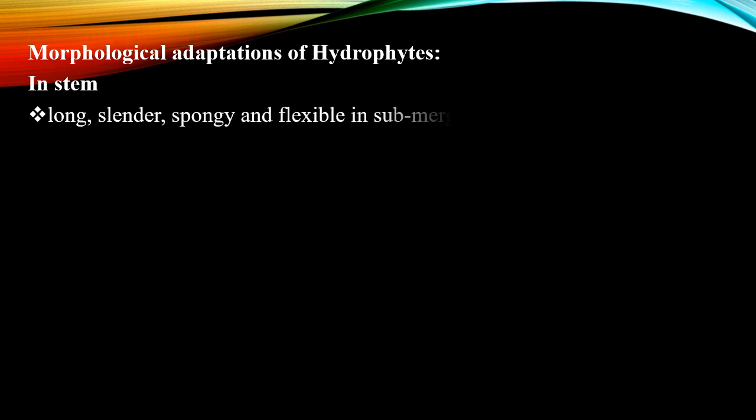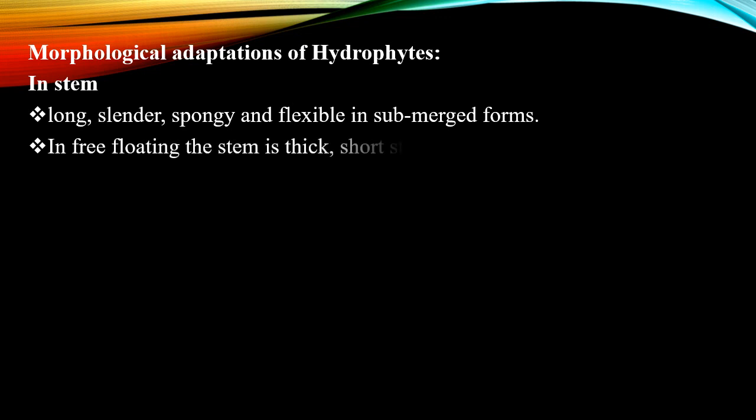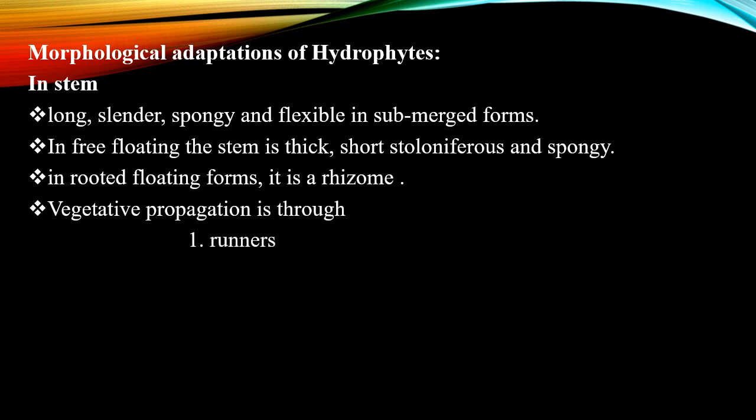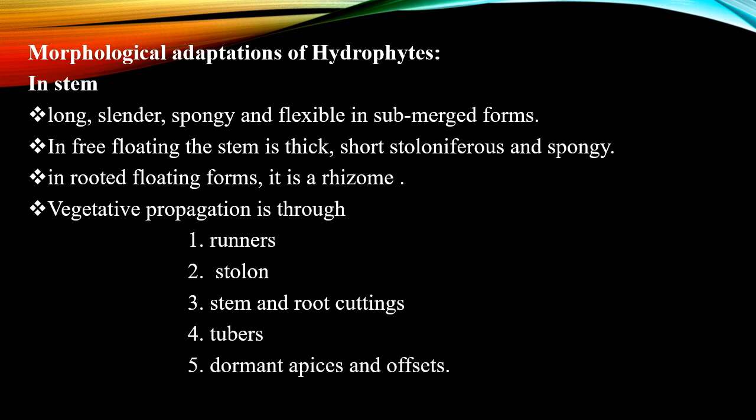Morphological adaptation of hydrophytes in stem. The stems are long, slender, spongy and flexible in submerged forms. In free floating forms, the stem is thick, short, stoloniferous and spongy. In rooted floating forms, it is a rhizome. The vegetative propagation takes place through the stem by means of runners, stolon, stem and root cuttings, tubers, dormant apices and offsets.